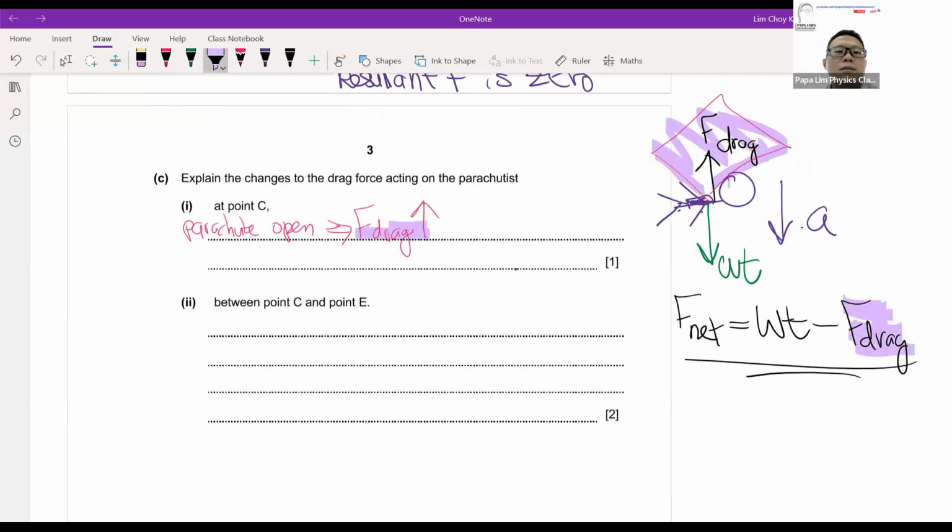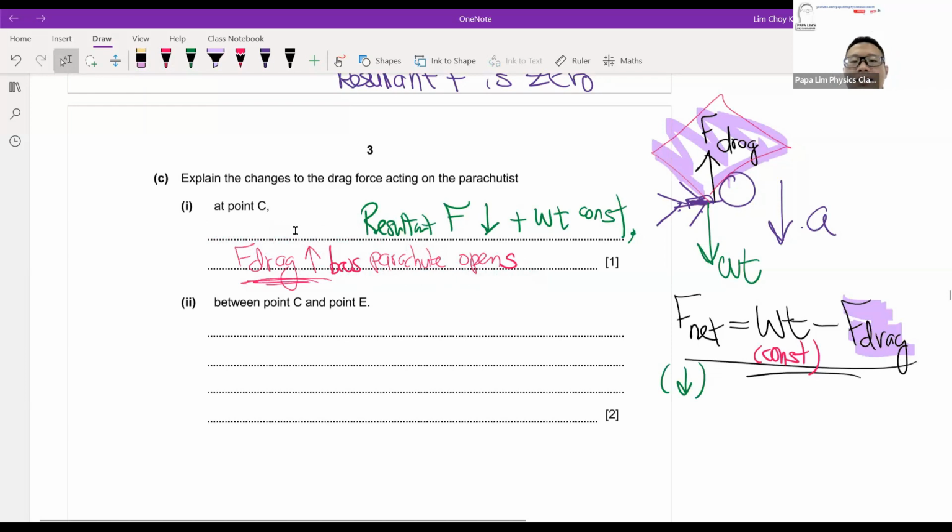Okay, and since weight is constant, you'll find that the resultant force acting on this person here is actually getting smaller and smaller. So that's how the whole situation works. Okay, now for point CE, what happens is CE is after your parachute is open already.